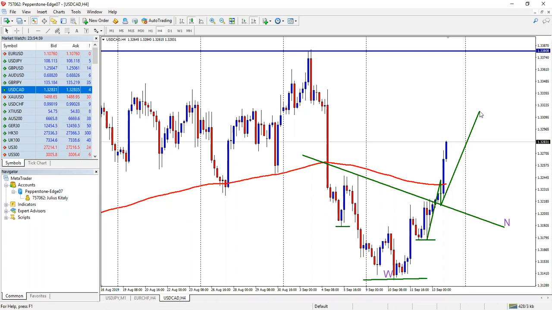So this is the inverse of head and shoulder. I have no time to bring more examples, but this is very clear, guys. And this is how you make money in the forex market.